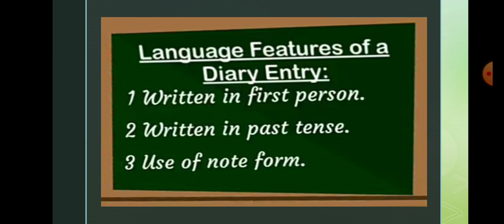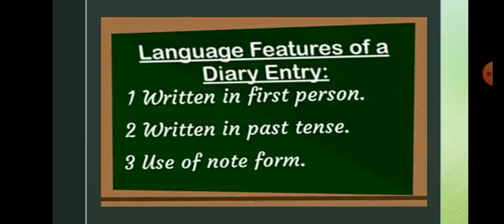Got it, children? Yes. Here are certain features of a diary entry. We have to follow them. Written in first person. Diary entry means you are writing your own diary, isn't it? What happened in your life, only you are going to write it, no? So it should be in the first person, that is I. Then written in past tense, either past tense or past perfect, because it happened already, so it should be in the past tense.